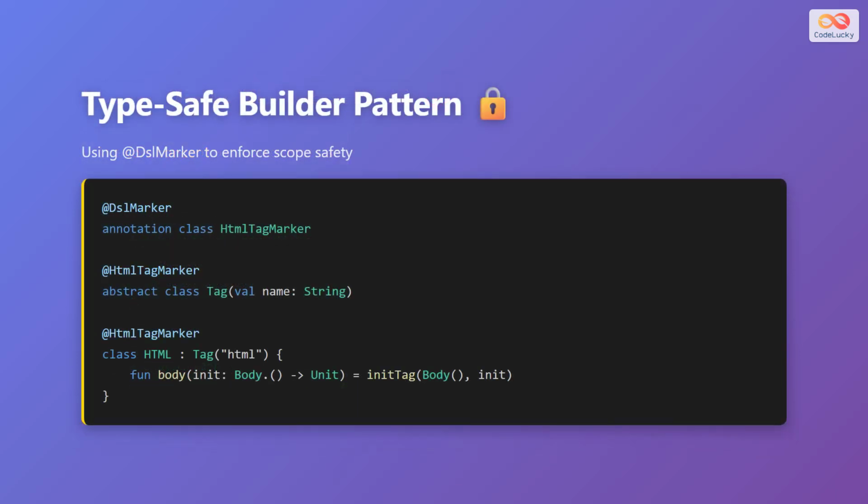To make DSLs truly type-safe, Kotlin provides the DslMarker annotation. First, we create a custom annotation and mark it with DslMarker. Then, we apply this custom annotation to our DSL classes. In this example, we've created HTML tag marker as our DslMarker annotation, and we apply it to the tag base class and the HTML class. The body function uses a lambda with receiver to initialize a body instance. This pattern ensures that the compiler can enforce scope rules and catch errors at compile time.